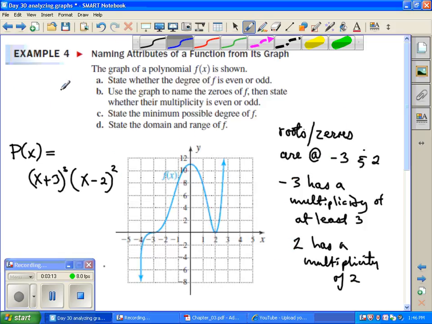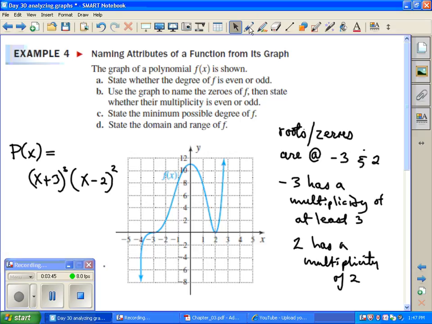Let's go to the next slide. Naming attributes of a function from its graph, and here's the graph. It says the graph of the function f of x is shown. State whether the degree of the function is even or odd. Use the graph to name the zeros of the function, then state whether their multiplicity is even or odd. State the minimum possible degree of f, and state the domain and range.